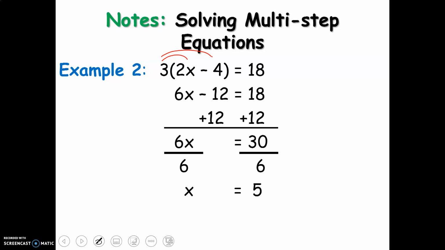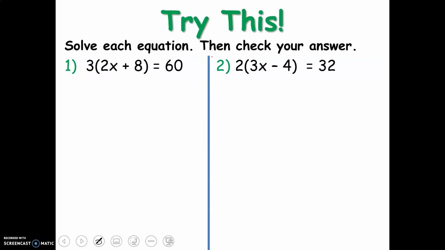And that's our answer. Now it's your turn to try. Solve each equation, then check your answer. Pause the video, give it a try. Check in with a neighbor or with the teacher when you think you're done.